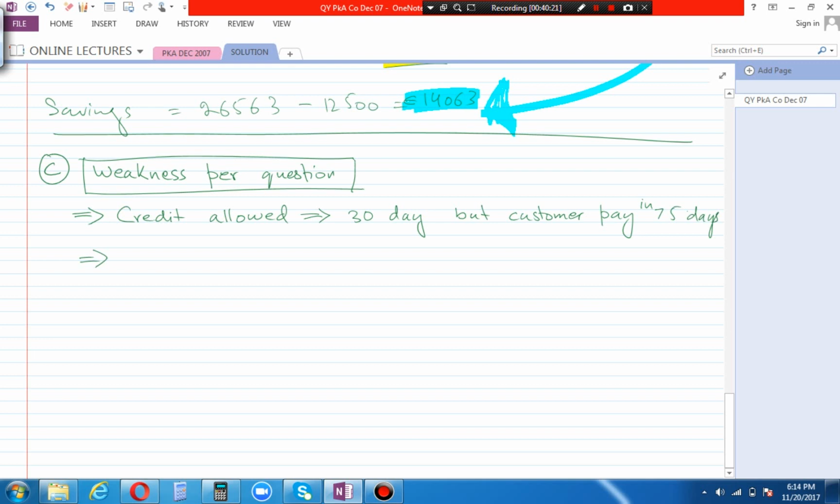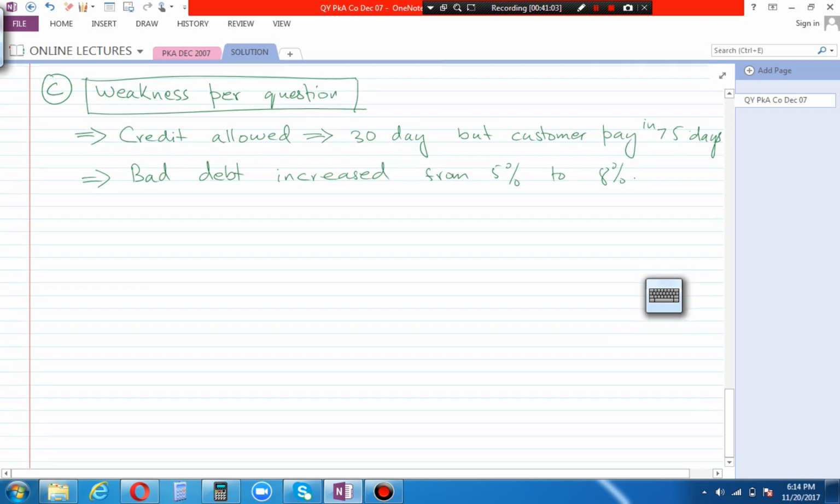And the second weakness was bad debt increased from 5% to 8%. Well, I'm using bullet points, but obviously you are not going to do this in the exam. You have to explain it properly to the examiner that the company has allowed 30 days credit, but the customers pay in 75 days. And also, the bad debt has increased from 5% to 8%. And these are your observations.